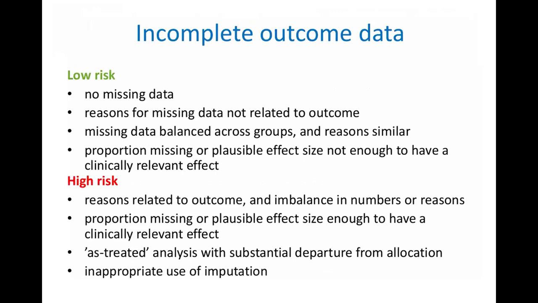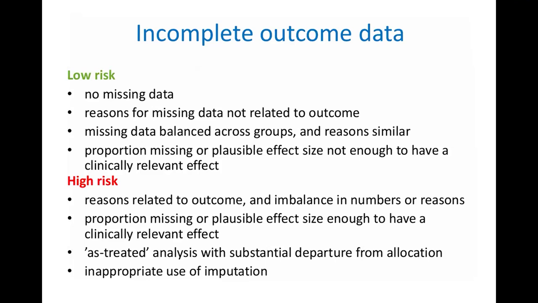The most important part is whether the missing data is balanced between the two groups. That is very, very important. So what is low risk? No missing data. The reason for missing data is not related to the outcome. That is very, very important. Missing data is balanced across the groups, and reasons are similar. Proportion missing or plausible effect size is not enough to have a clinically relevant effect. Those come under low risk.